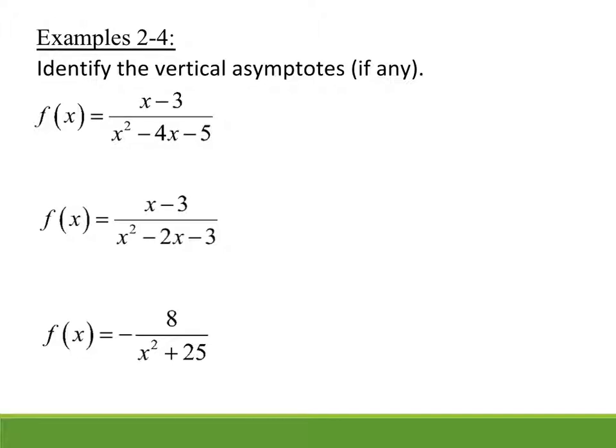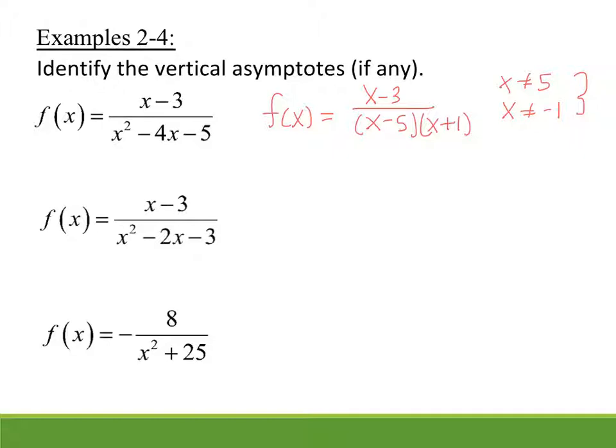Here are some examples. Identify the vertical asymptotes, if any. So the first step is we're going to factor. So here we have f of x is equal to x minus 3 over x minus 5 times x plus 1. Now the denominator part, we see that x cannot be 5 or x cannot be negative 1. These are our vertical asymptotes.